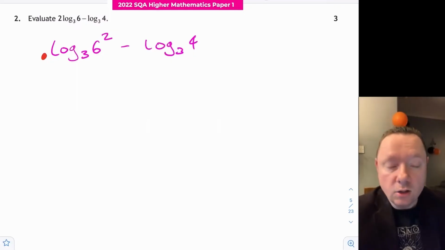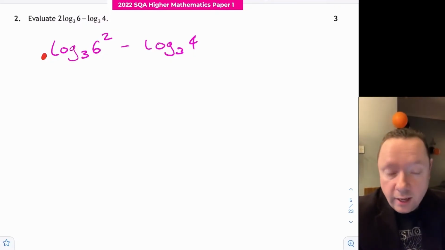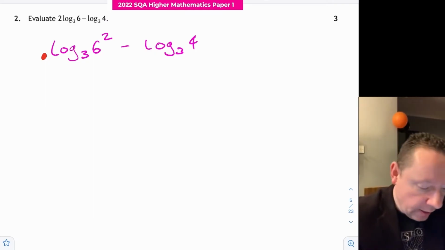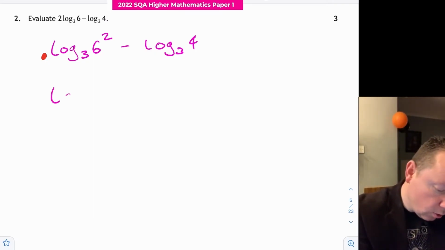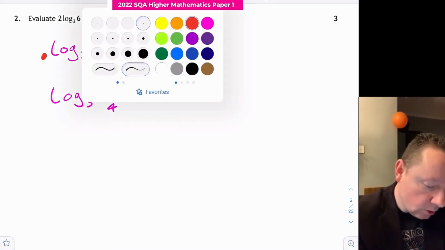And then our second mark for combining the takeaways into one log as a divide. In other words, log base 3 of 6 squared over 4. There's our second mark there. Let's just take a note of that.